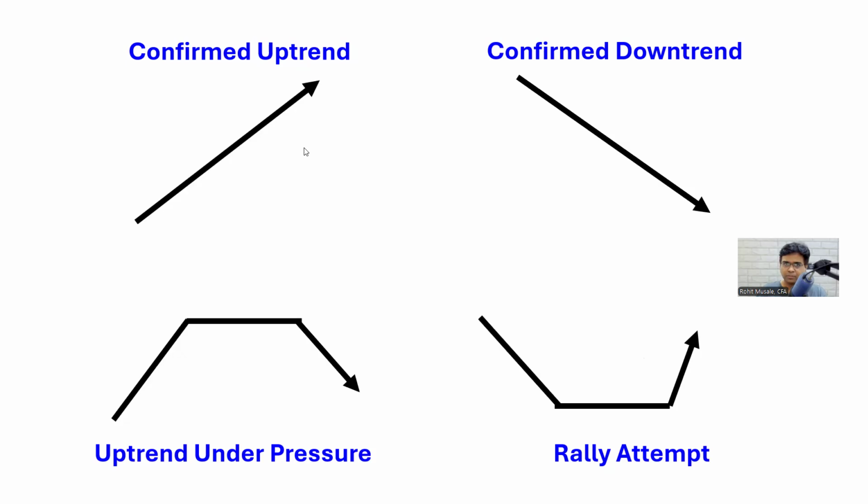To help you understand these four market conditions, I have drawn this diagram. Basically, a confirmed uptrend means overall the stock market is going up. Confirmed downtrend means overall the stock market is going down. Uptrend under pressure means overall the stock market is trying to fall from the top. And a rally attempt means the broader market is trying to make an attempt to rally up from the bottom. So uptrend means going up, downtrend means going down, uptrend under pressure means falling from the top, and rally attempt means rising from the bottom. This is the easiest way to remember market conditions.